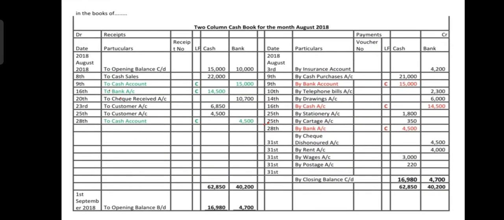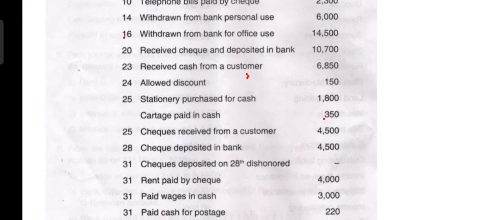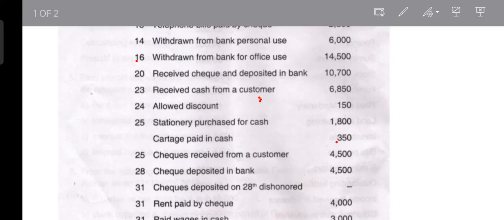Let us go back to the problem. This happened on 16th. Now the next date is 20th. Received check and deposited in bank. So clearly they have given that a check was received and deposited into the bank.